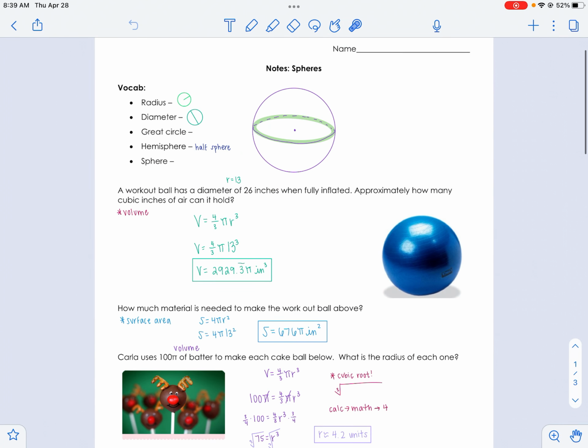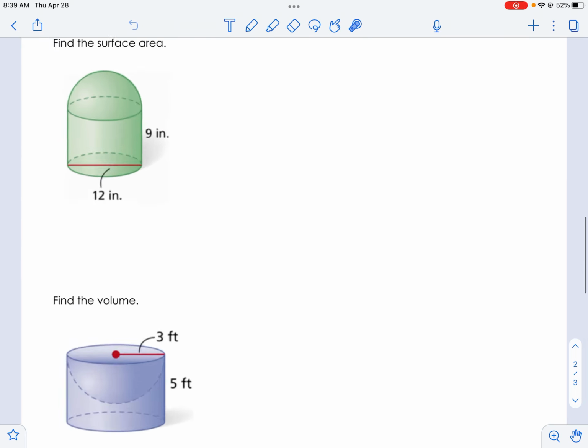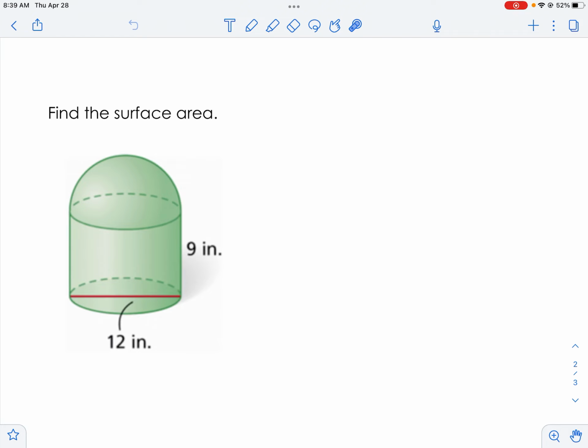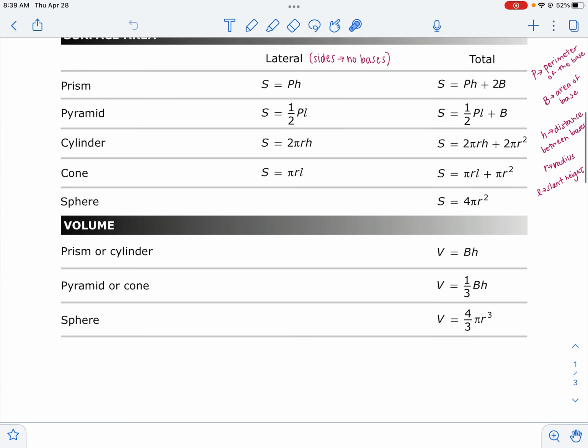Well, earlier we did problems with spheres. We followed the formula. That was it. Easy peasy. But with hemispheres, it gets a little bit different. Because with hemispheres, we have to be careful because a hemisphere has a base. So that affects the surface area, but that does not affect the volume.